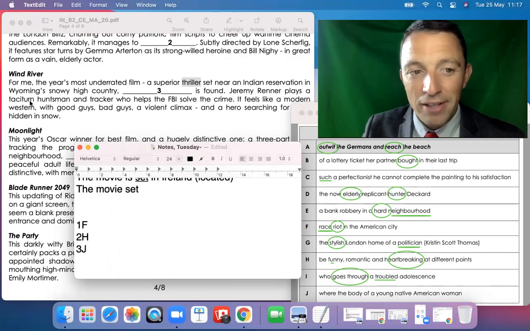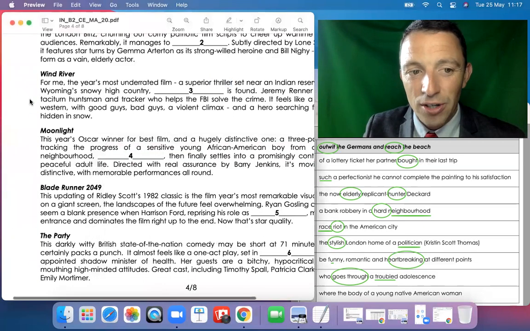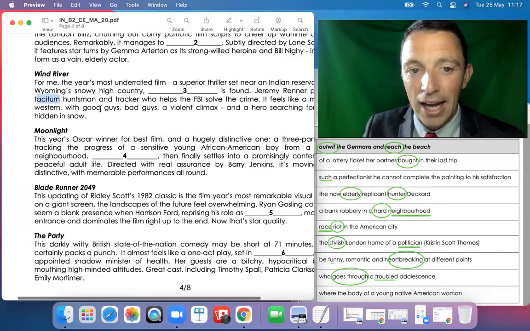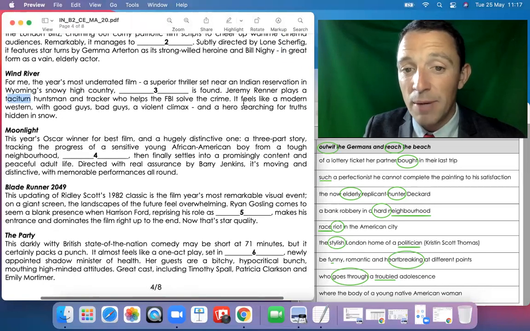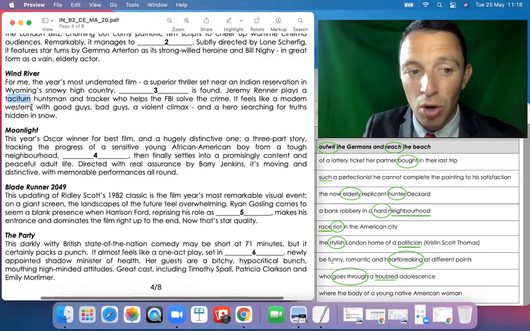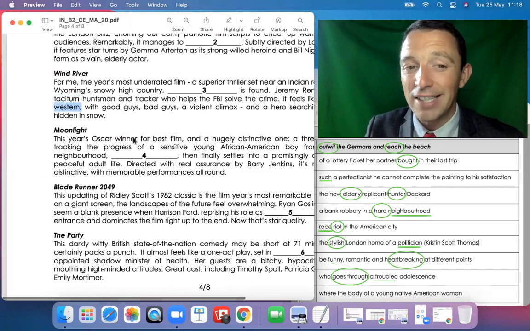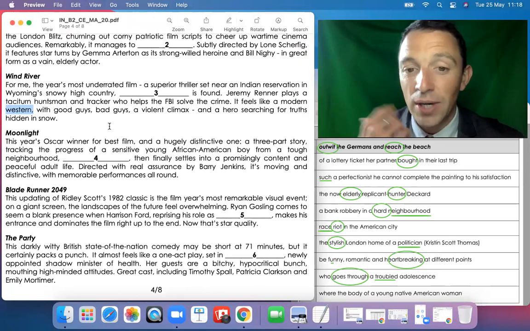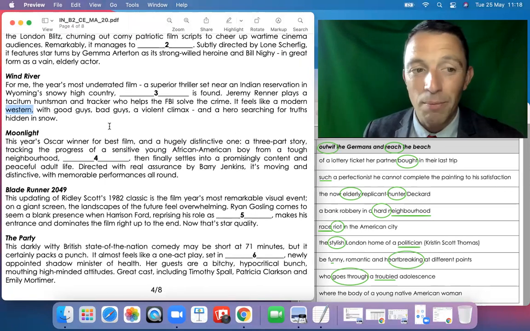But of course we have difficult vocabulary: taciturn, which I probably need to check myself, huntsman and tracker, who helps FBI solve crimes. It feels like a modern Western. So a Western is a style of a movie. It's a type of a movie. And yeah, that's it, I think. So they're the most interesting points and the most interesting expressions from paragraph 3.